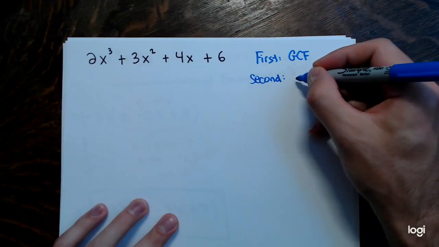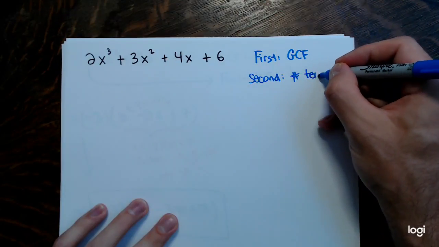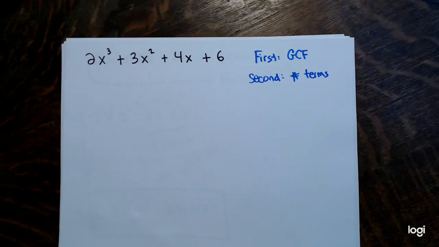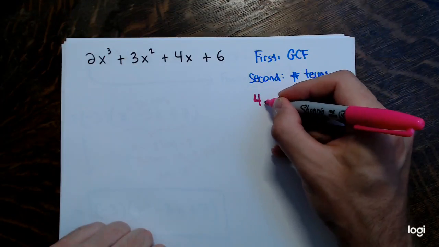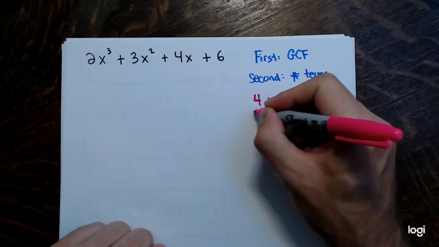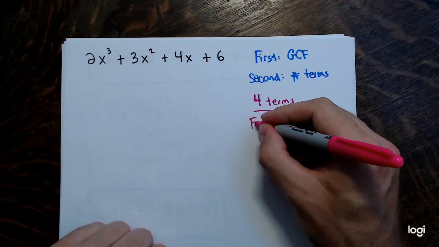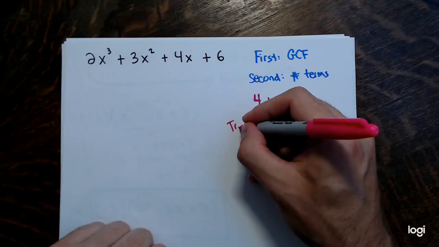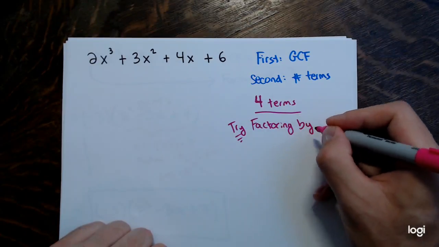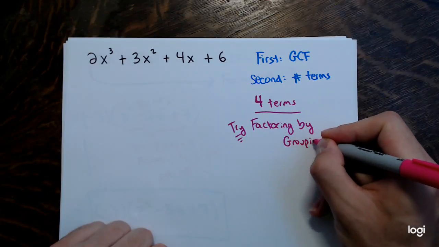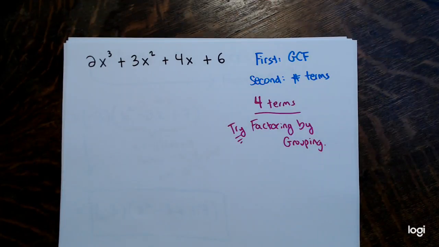Then look at the number of terms. Now I've talked about what if there's 2 terms, what if there's 3 terms. If there are 4 terms, we're going to try factoring by grouping. All right, and I'm going to say try factoring by grouping. And you've seen me group already in this video, where I'm going to break it into 2 groups and then factor each group and then factor what remains.